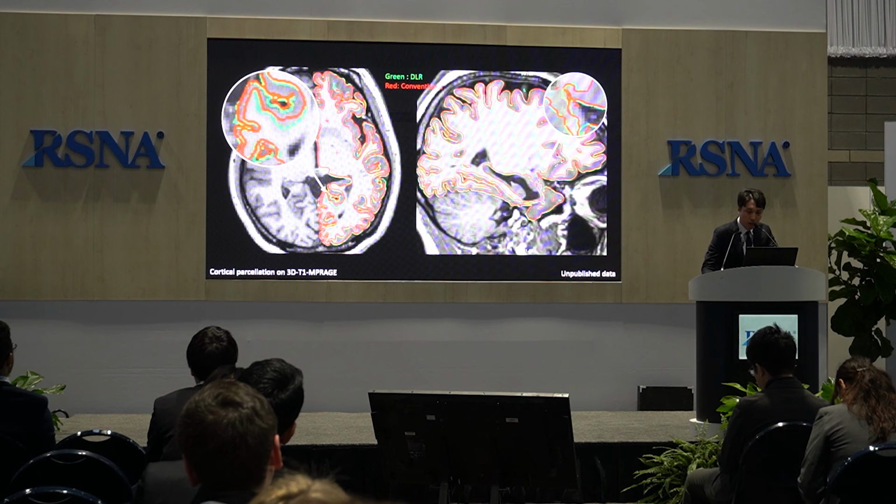So I'm going to introduce some research that's ongoing with using Swift MR. This is a patient with hippocampal sclerosis. The image on the right shows that hippocampal striation is better visualized after the Swift MR reconstruction.